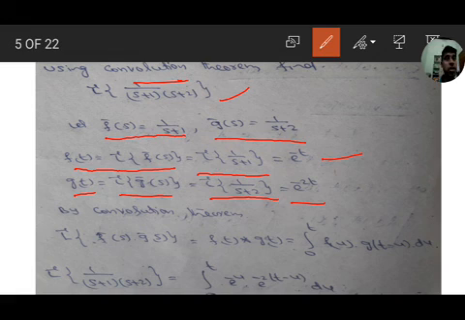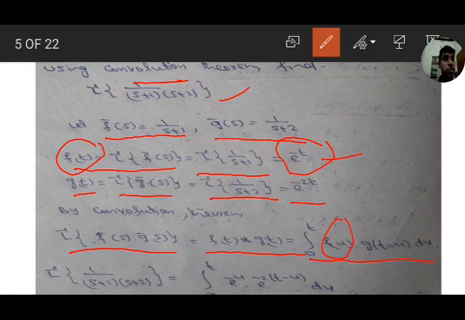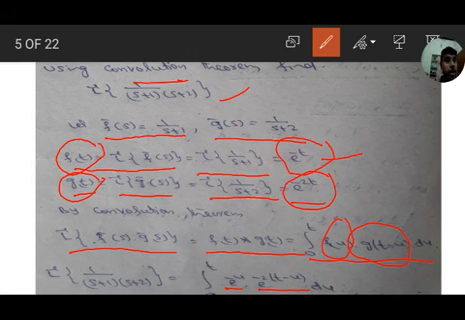So by the convolution theorem, we have L inverse of f bar(s) times g bar(s) equal to f(t) star g(t), that is equal to the integration from 0 to t of f(u) times g(t-u) du. f(u): in f(t) = e^(-t), replace t by u, so we get e^(-u). And g(t-u) means in g(t) = e^(-2t), t is replaced by t-u, that is e^(-2(t-u)).